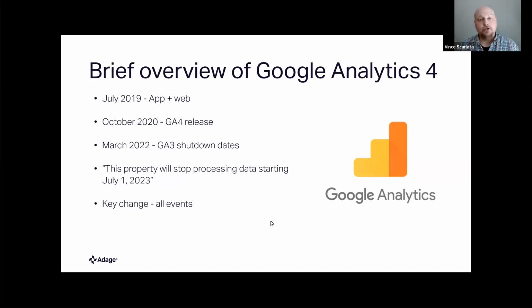And then the key change here is that the way that we're sending data to Google Analytics 3 is no longer very specific. It's actually moved to all events, which opens up the possibility of a lot of features, but also is a very large departure from GA3. So there are some items here that you'll see in a bit that are going to come up because of that.